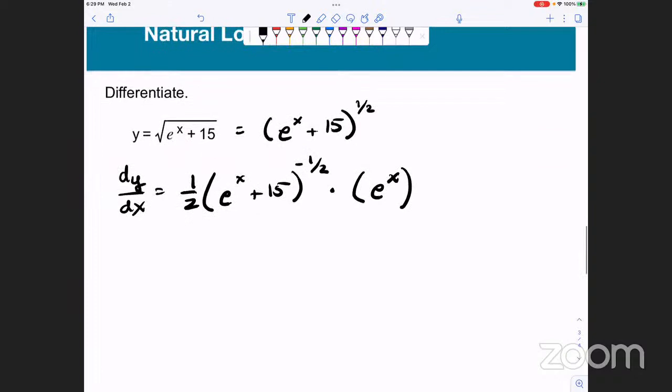And then we don't want negative exponents or a rational exponent generally. So I'm just going to rewrite this answer. On bottom, we're going to have 2 times the square root of e to the x plus 15. I think that's everything on bottom. And then on top, I think all we have is the e to the x. E to the x, all right?